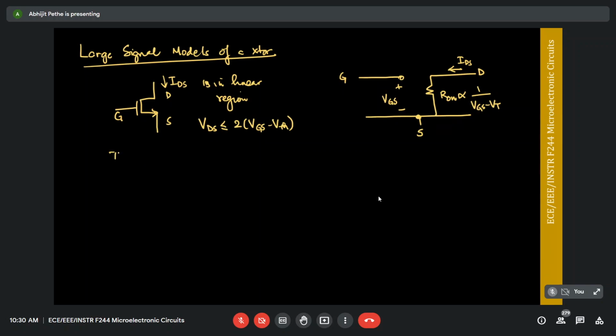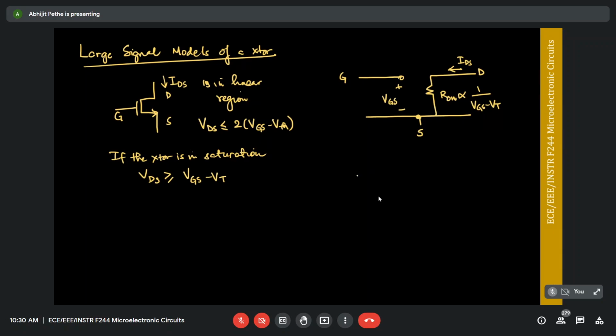Similarly, if the transistor is in saturation, how would the model look? Suppose I assume the transistor is in saturation with VDS greater than or equal to VGS minus VT. How would the model look? Sir, the ideal model would be an ideal current source.